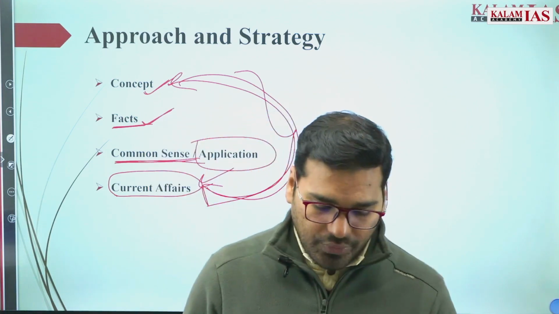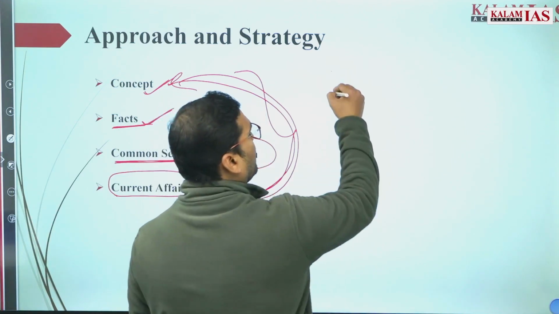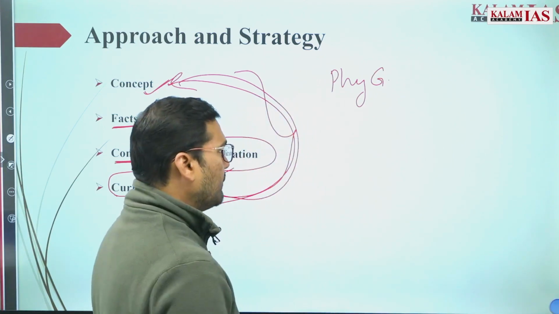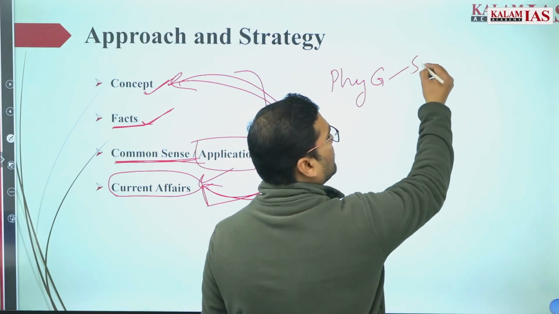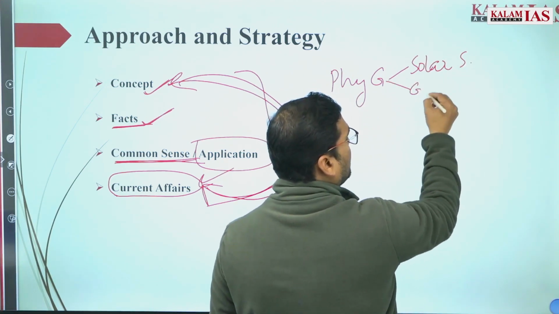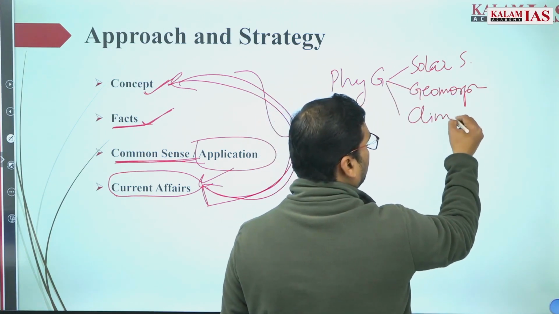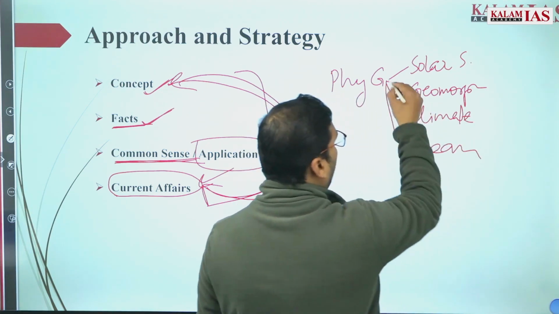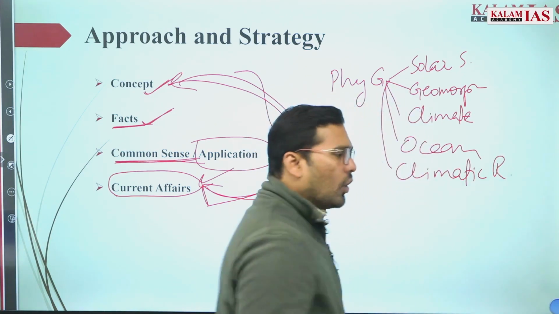See, in geography, what I have done, I have divided geography into some parts. For example, physical geography. Here, a lot of questions are asked from this section. Okay. And when it comes to physical geography, there are some themes or sub themes I have divided, like the solar system, the geomorphology section, a lot of questions have been asked from this section. Then climatology, then oceanography, and then the climatic regions of the world. A lot of questions have been asked.